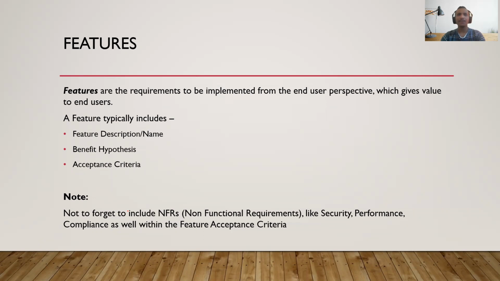We need to make sure the non-functional requirement is included within the feature acceptance criteria. For example, if you're talking about a payment feature, payment by credit card, doing the actual payment is the functionality of the feature. But at the same time, the encryption and decryption of the credit card data, how we want to store the data, and the compliance regarding what we would be storing about the credit card details will be considered non-functional requirements. So we should include these non-functional requirements as part of the feature acceptance criteria.